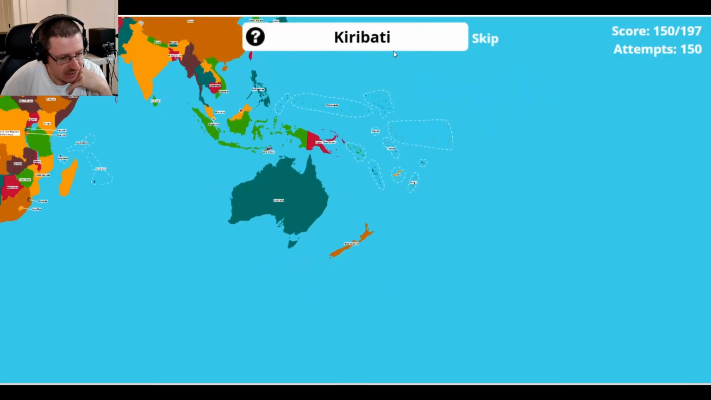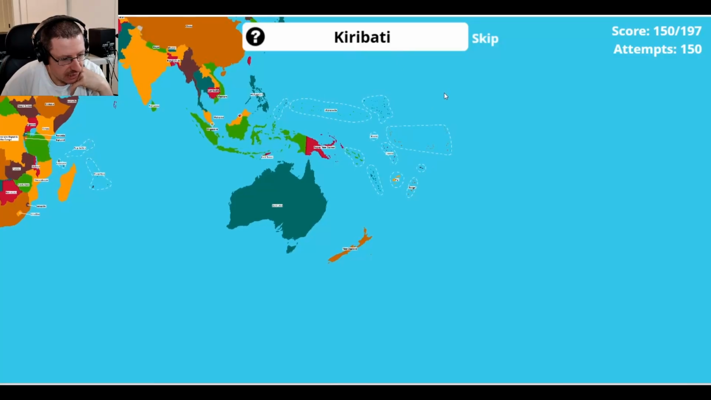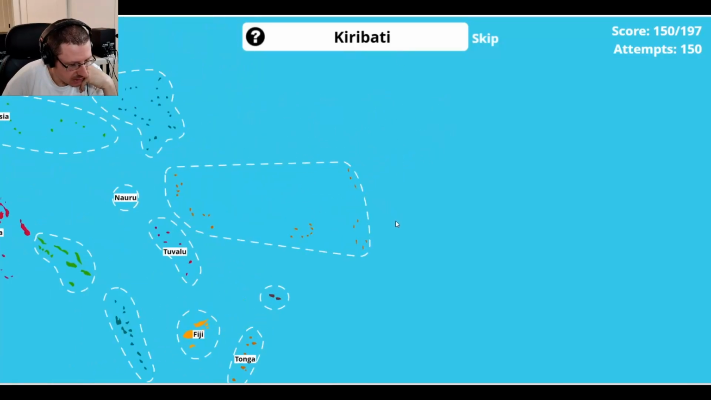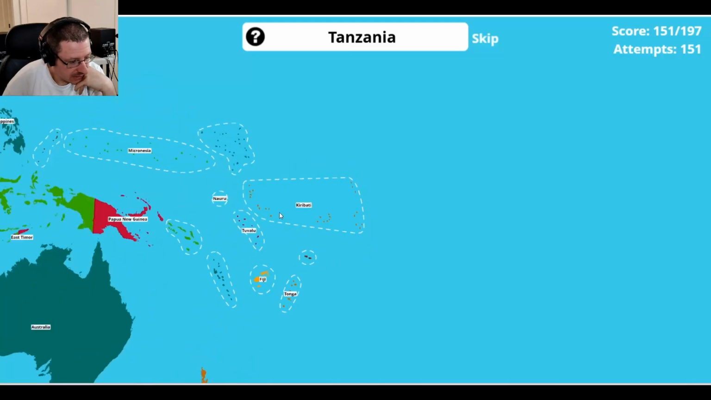It's Kiribati. It's pronounced Kiribati. Kiribati is right here. It's this big chunk right here. And most of its water is reliant on rainfall.